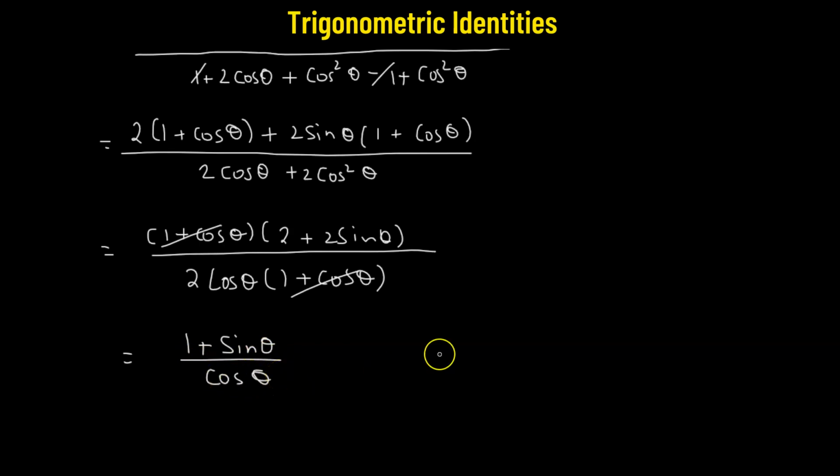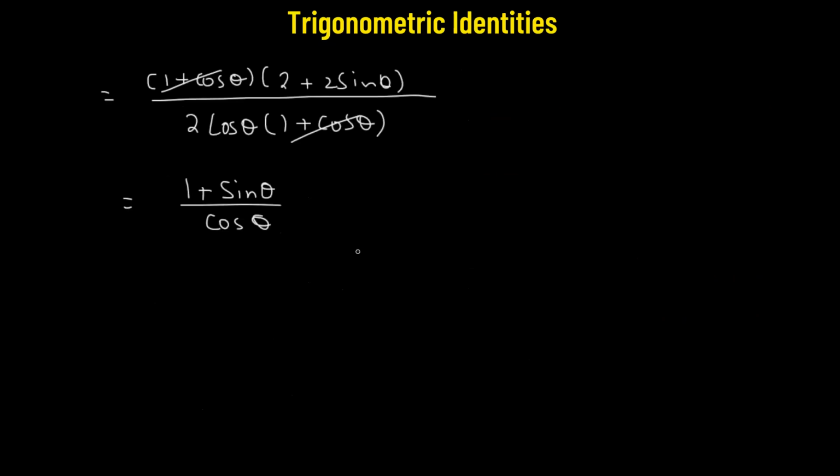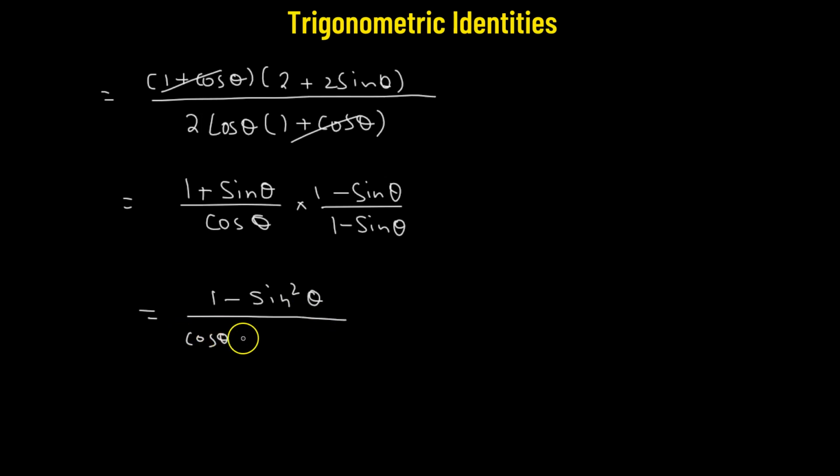Now this is not exactly the expression on the right hand side. On the right hand side, we have to show that in the numerator we have cosine theta, whereas in the denominator we have 1 minus sine theta. So let's do one thing. Let's multiply both numerator and the denominator with 1 minus sine theta. So we have this 1 minus sine theta now in the denominator portion. Combining 1 plus sine theta with 1 minus sine theta, we're going to get (1 minus sine squared theta) whole divided by cosine theta times (1 minus sine theta).